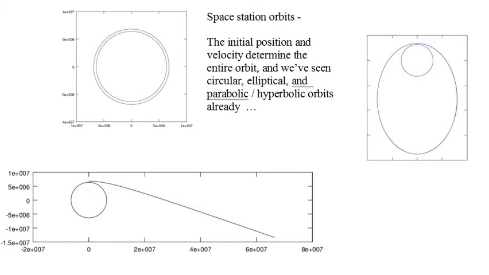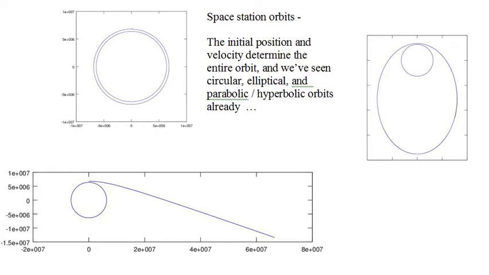The second graph shows the result of increasing the initial velocity to 10 kilometers per second with the satellite being launched from the 12 o'clock position. This gives us an elliptical orbit. The third graph shows a trajectory with the initial velocity increased to 14 kilometers per second. In this case, the satellite escapes the Earth's gravity and follows a parabolic or hyperbolic trajectory away from the Earth.